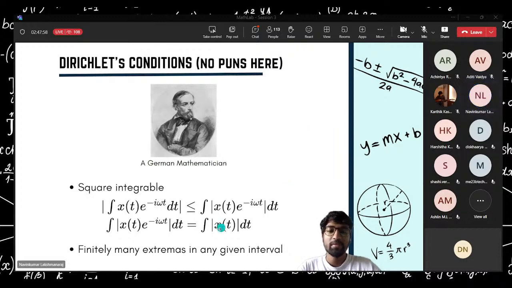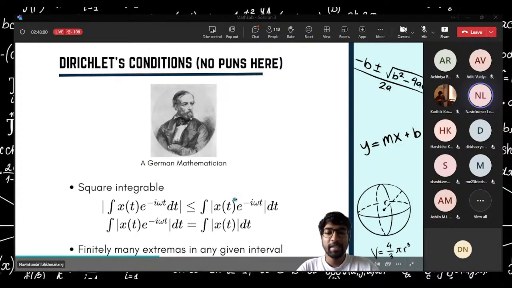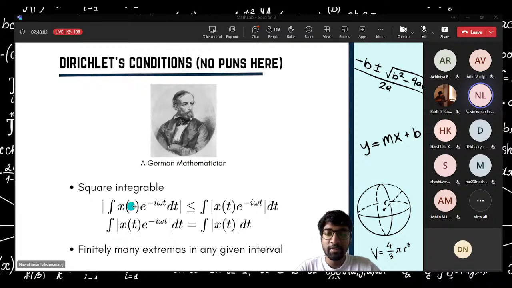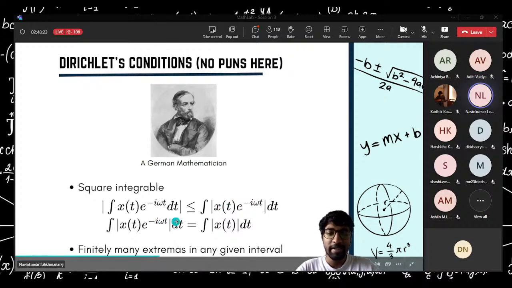So what you'd be seeing is, say, I have written here the integral of x of t e to the power minus i omega t dt. That is the formula for the Fourier transform of the function x of t. Again, the limits are from minus infinity to infinity. I have not mentioned that here. You can use the triangle inequality to arrive at the inequality that it's less than or equal to the integral of the modulus of the function itself. And the modulus of e to the power i omega t is 1. So what you arrive at is this.